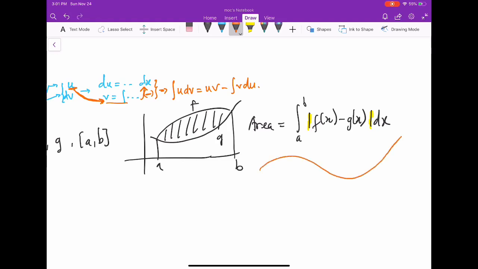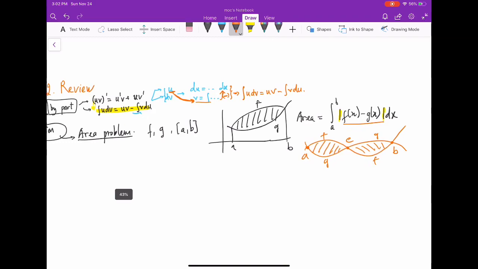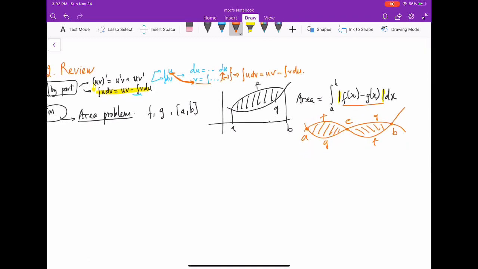But sometimes you have something like this, right? In one interval f is bigger than g, but in another interval g is bigger than f. So sometimes you have to split this integral into two integrals. If the intersection here is c, you have to consider the interval from a to c and from c to b, and then you take the absolute value of the two integrals and you get the total area of the region enclosed by functions f and g. This is what we learned in Calculus 1, right?